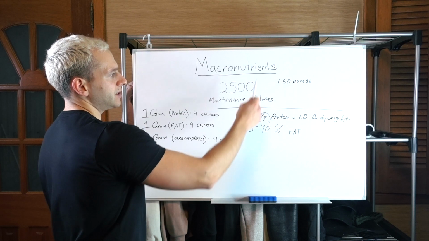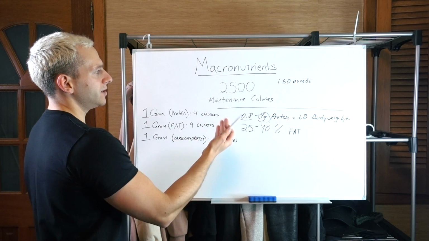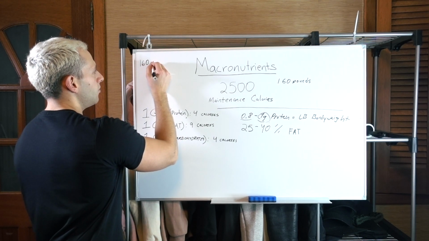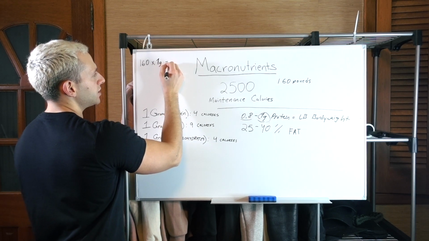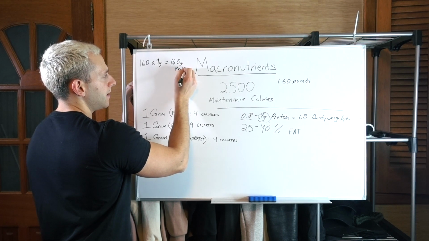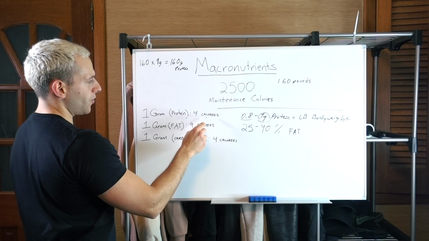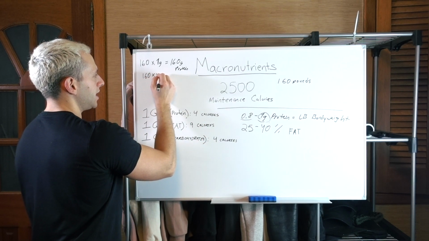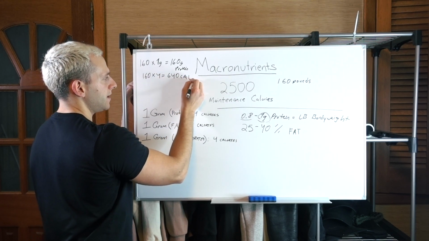What we're going to do is we're going to take the 160 pounds that we used when we were trying to lose weight. We're going to use it for gaining weight. So we're going to do 160 multiplied by 1 gram of protein, which is going to be 160 grams of protein. And we're going to do the same thing. We're going to multiply 160 times 4 because we have 4 calories in 1 gram of protein. So it's going to be 160 times 4, which is going to be 640 calories.